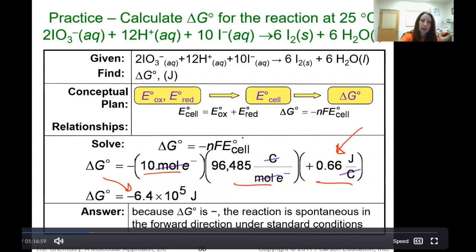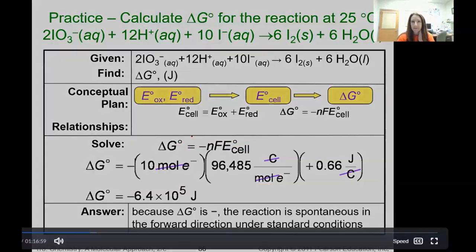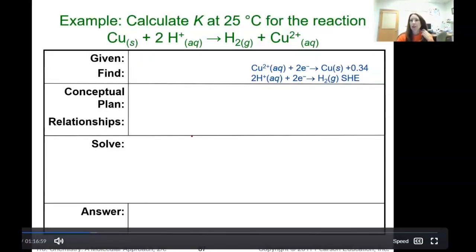Now, again, how do we know it's standard? E cell naught. That means standard, so we must be under standard conditions. Okay, now let's try another one. This time, it says calculate K.